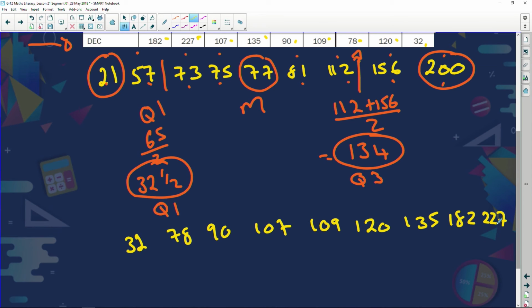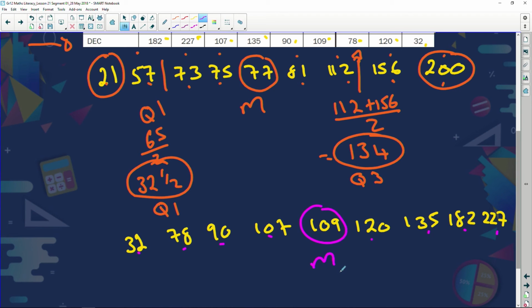Now we're calculating the middle, quartile 1, and quartile 3. Let's go ahead and do that. Okay, so one this side, one that side, one this side, that side, this side, that side, this side, that side, and I've got 1 in the middle, and I'm going to call that my median.